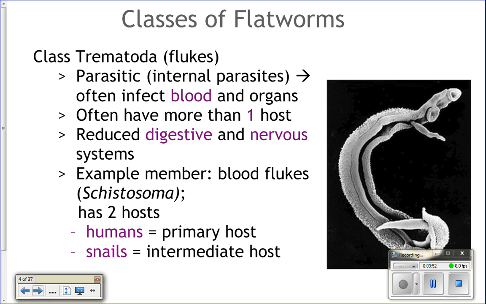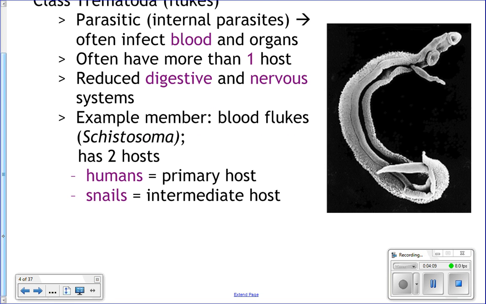They typically have a reduced digestive and nervous system because they don't need a really advanced digestive system because they're parasites and they get all their nutrients from their host. So they're just going to kind of absorb what they need, and they don't have to worry about digesting their food. The example that we're going to look at are blood flukes. Okay, that's the picture that you see on the board. Schistosoma. It causes lots of problems for people, but it's actually the second most economically bad parasite after malaria.